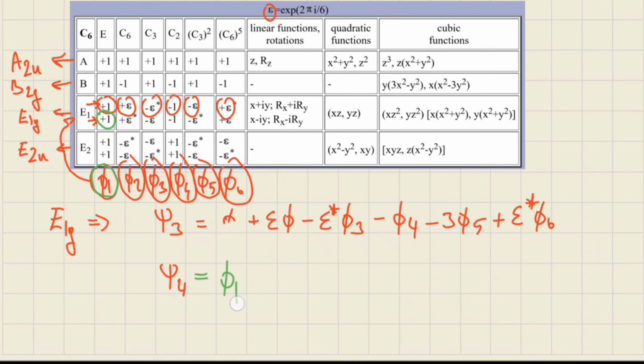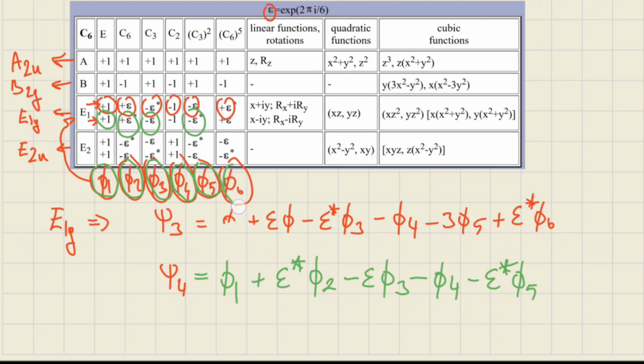So phi1 plus epsilon star phi2 minus epsilon times phi3 minus phi4 minus epsilon star times phi5 and plus epsilon times phi6.